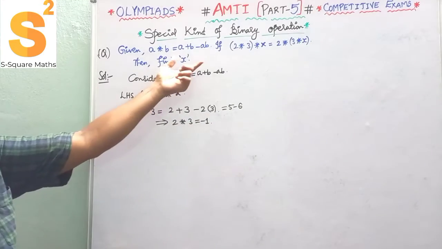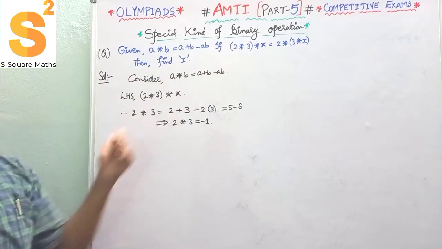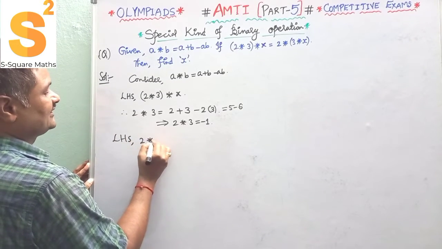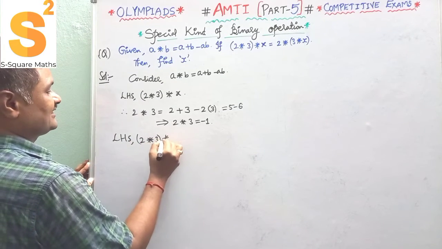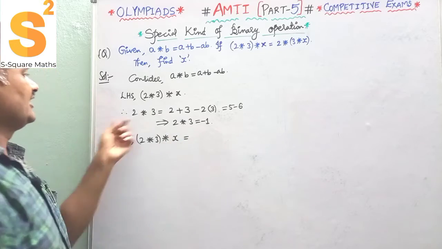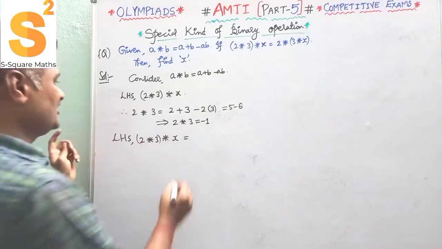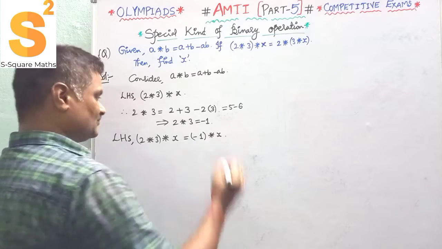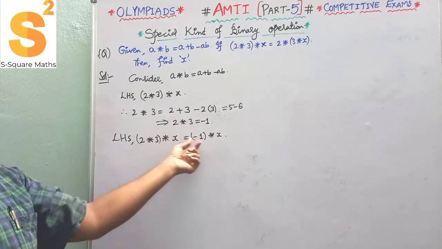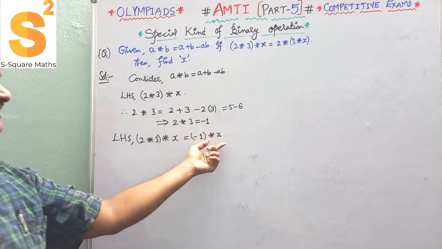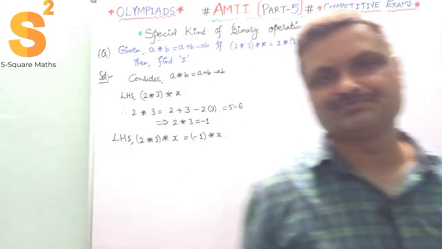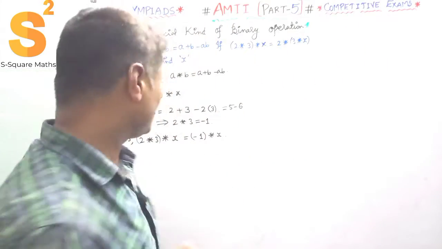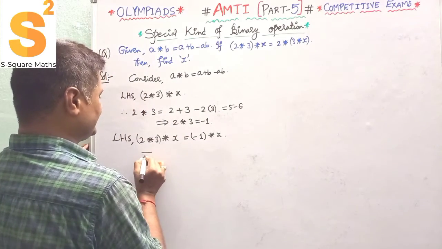Next, the total LHS part I am doing now: 2 star 3 star x. According to our value, 2 star 3 is minus 1. So minus 1 star x. This I have substituted. Now this minus 1 will act as A and x will act as B here. So A is minus 1, B is x. Don't get confused here.